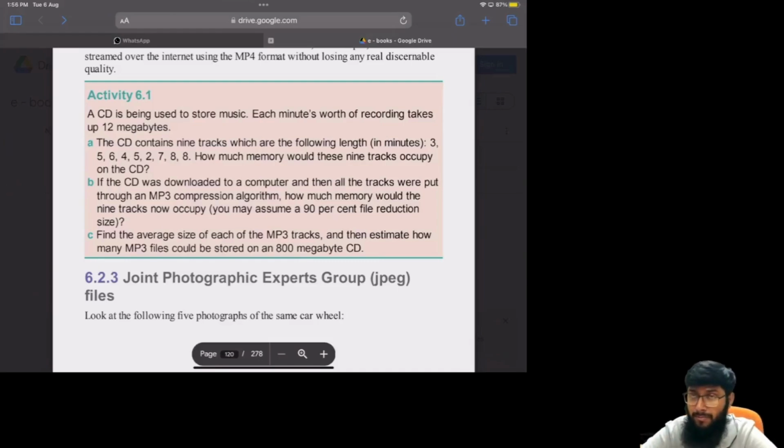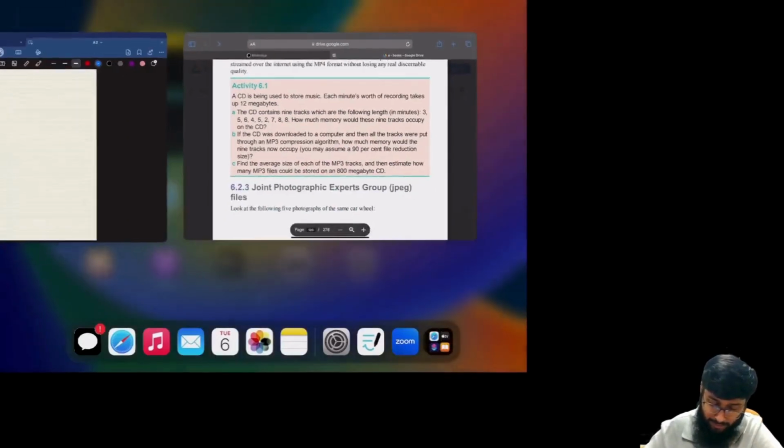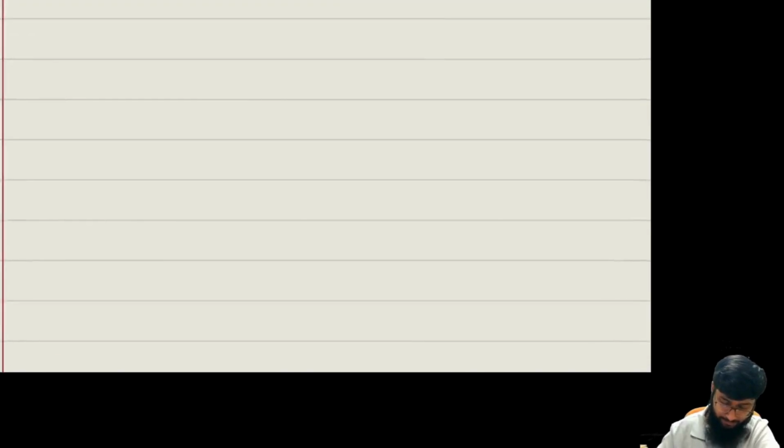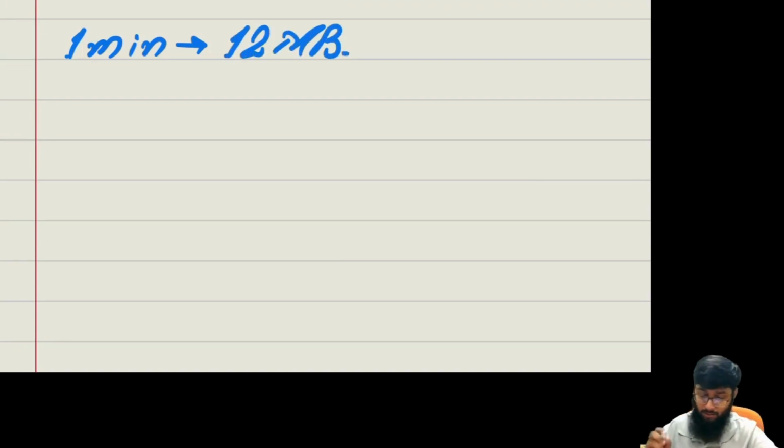So now you are actually seeing on the screen that it says a CD is being used to store music. Each minute's worth of recording takes up 12 megabytes. That means 1 minute is equal to, sorry, not 1 megabyte, 12 megabytes.